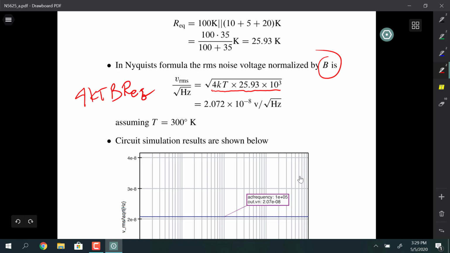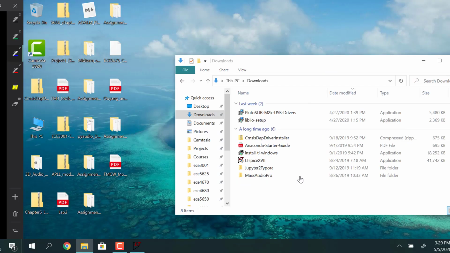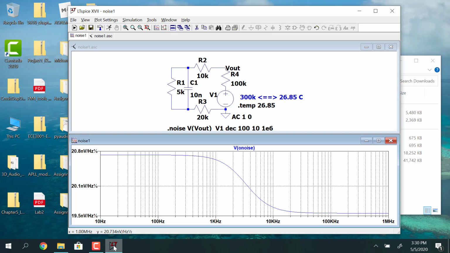So yes, we did have 4kTB times R equivalent, and that's equaling V squared. What we're doing though, the pen just kind of stopped on me, we're taking the V squared over B, which is in hertz, and then we're taking the square root of that and setting that equal to the square root of 4kT R equivalent. And that's the way circuit analysis programs give you their results. So if we do that for this circuit, normalized in that fashion, we have 2.072 times 10 to the minus 8 RMS volts per square root of hertz. And then you apply the bandwidth, or let the network apply the bandwidth by itself through the filtering action of parasitic elements and so on.